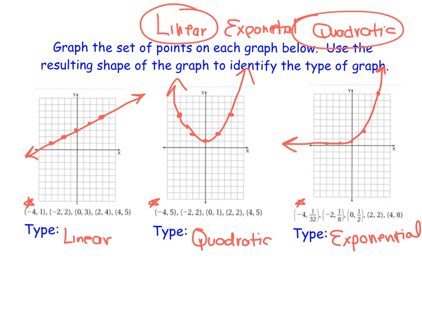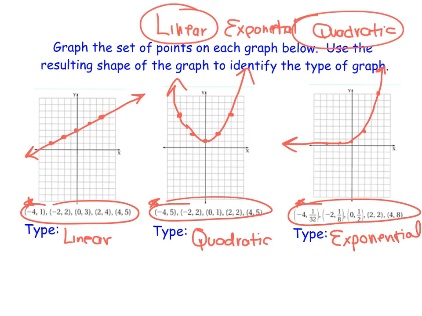So if we have a set of points, we can tell what type of function we have by simply plotting those points and looking at the shape. A linear graph will produce a line. A quadratic graph will produce a U, which is our parabola shape. And our exponential graph will produce a swoosh graph.